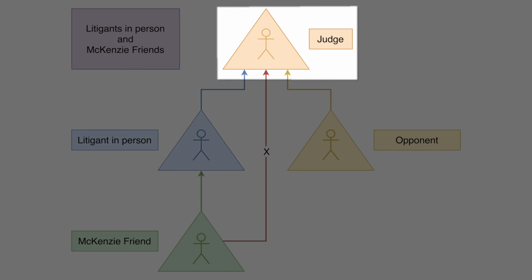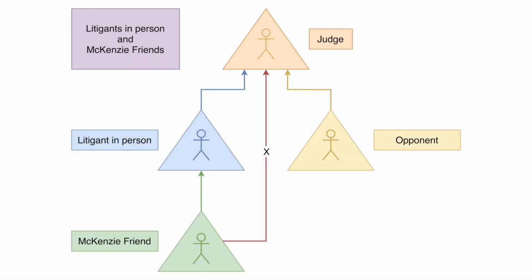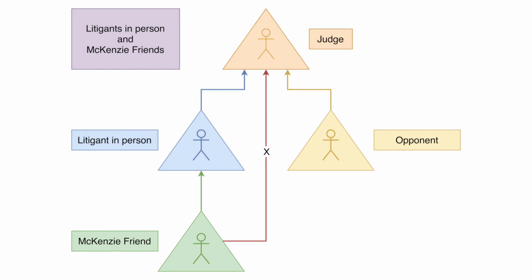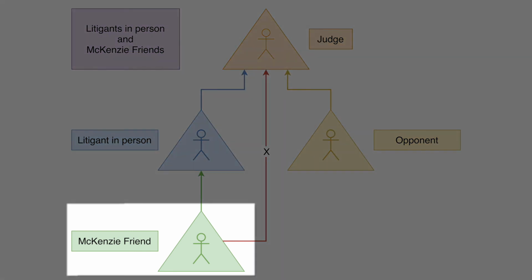The judge has the discretion to refuse to permit a litigant the assistance of a McKenzie Friend if the court is satisfied that the interests of justice and fairness do not require any such assistance. The court may also withdraw permission for the assistance of a McKenzie Friend if the administration of justice is being impeded.